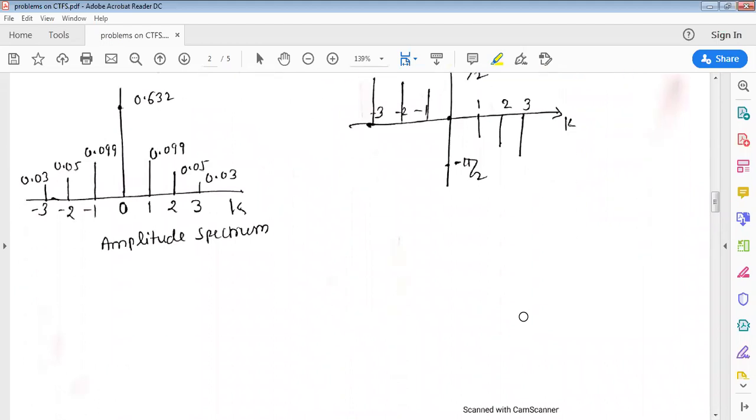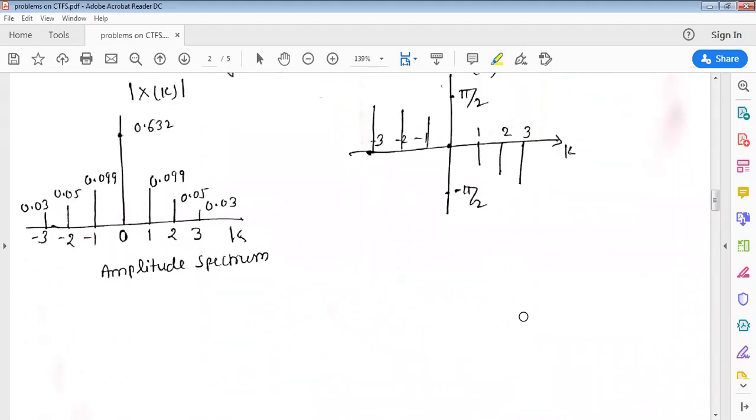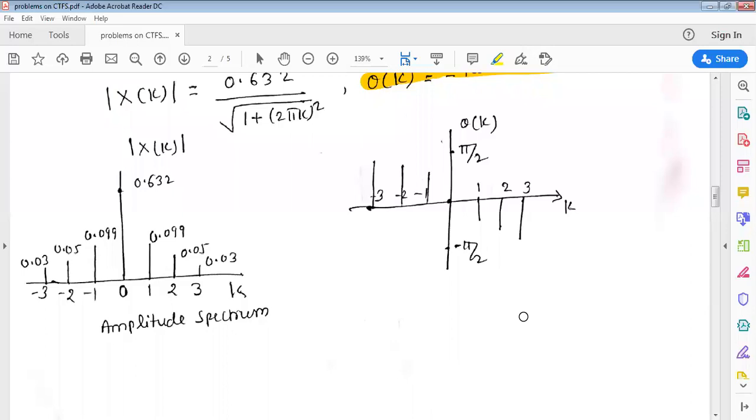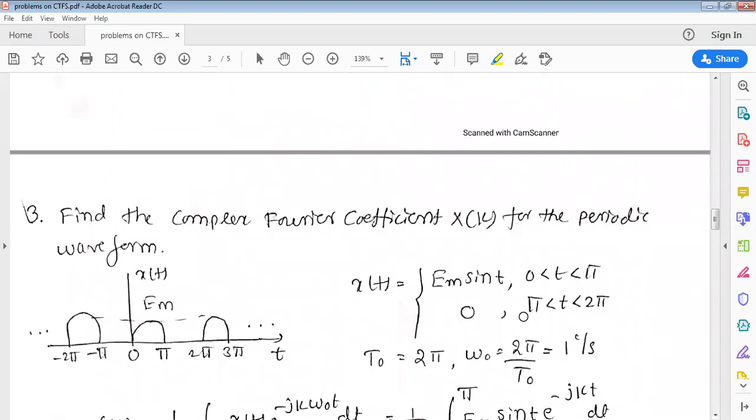All the problems will be very similar to this kind. A signal will be given to you, find the Fourier series coefficient, draw the magnitude and phase spectrum. That's the total idea. Let's take one more.